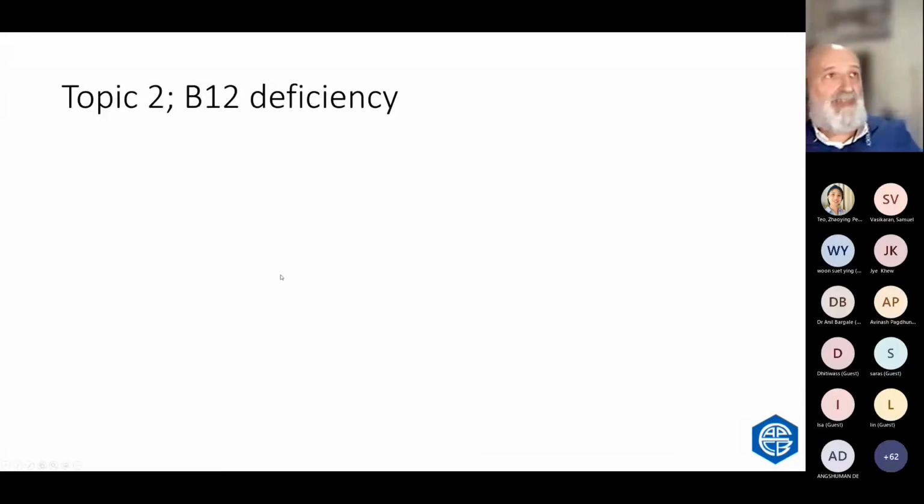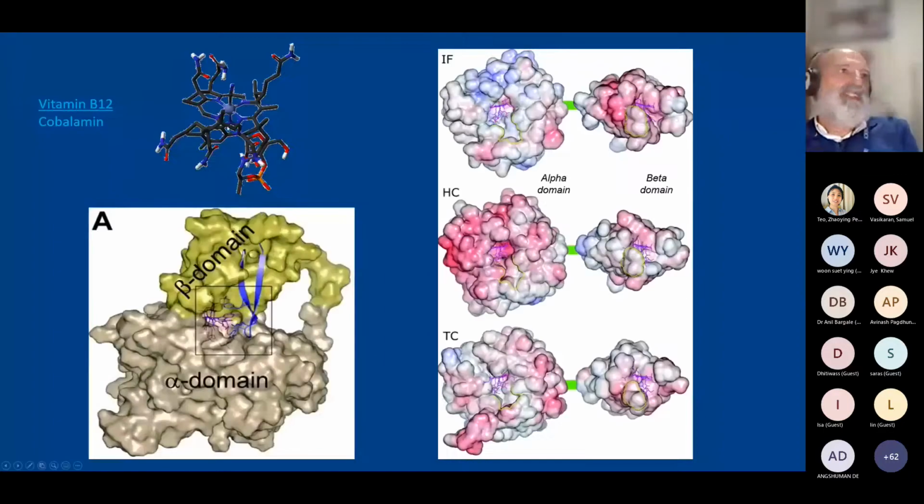Okay, my second topic is B12. Vitamin B12, which is this cobalt-containing molecule, is chaperoned wherever it is in the body. It's a very precious resource, and it's chaperoned by the protein intrinsic factor, the protein haptocorrin, or the protein transcobalamin.